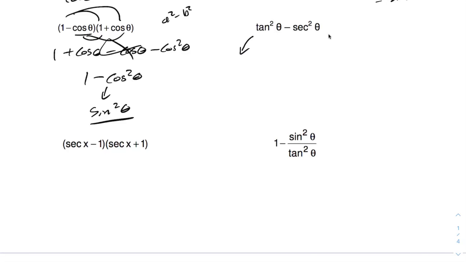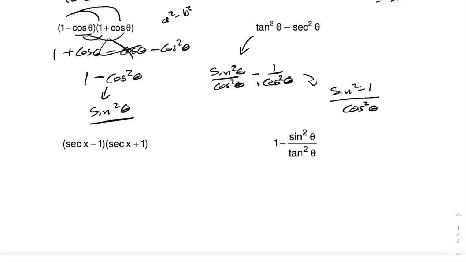So tan squared would be sine squared theta over cosine squared theta. Right? Because again, tan by itself is sine over cosine. Since it's squared, you just make sine and cosine squared. Secant is 1 over cosine. Since it's squared, you make it 1 over cosine squared. So like that. And then I can combine it, since they're both the same denominator, and I get sine squared minus 1 over cosine squared.